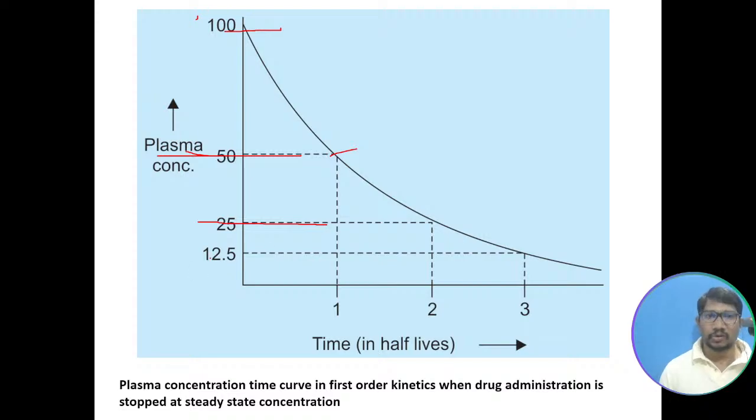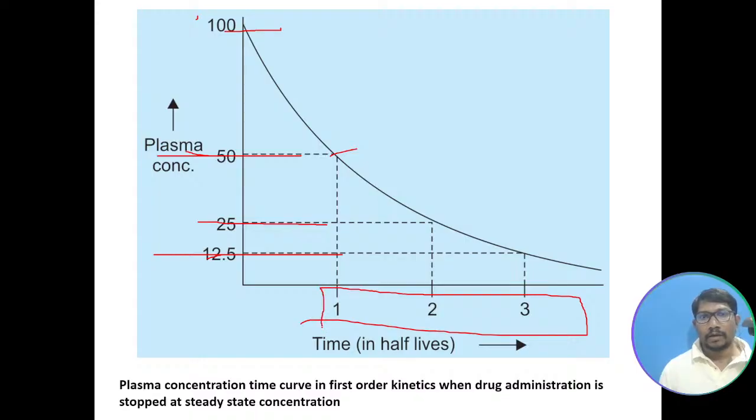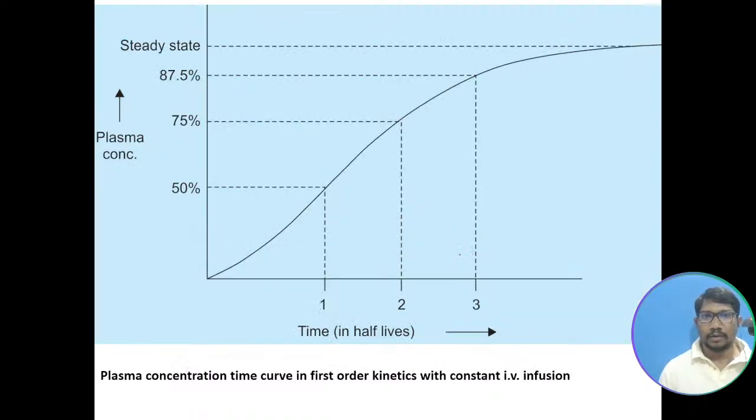थर्ड हाफ लाइफ में उसका 50% गिरेगा, 12.5. लाइक दिस. मतलब इन अ फर्स्ट ऑर्डर काइनेटिक्स, तो ड्रग विल बी एलिमिनेटेड इन अ कांस्टेंट परसेंटेज based upon the plasma concentration, and even to reach a steady state concentration you need a 3 to 4 half life.